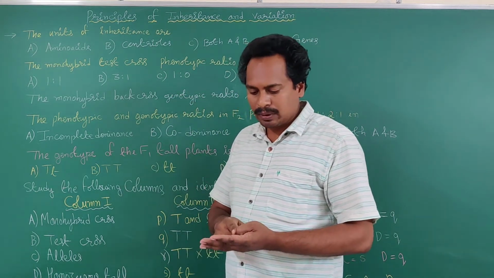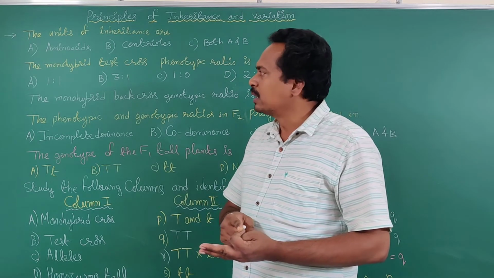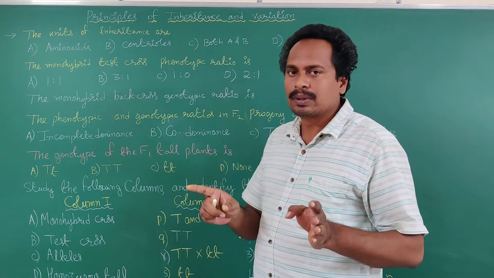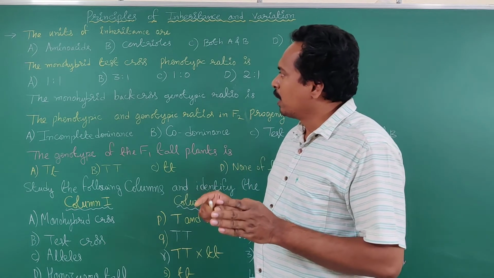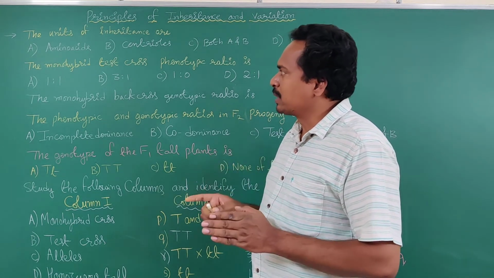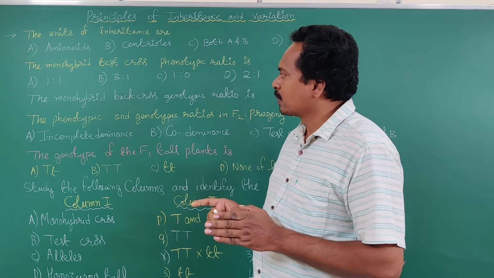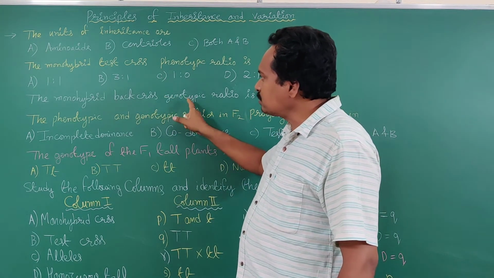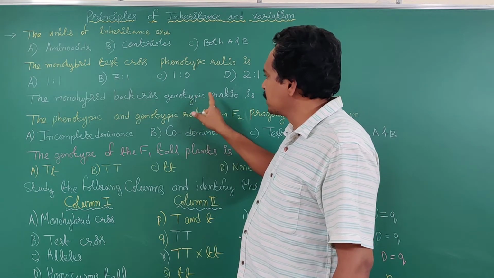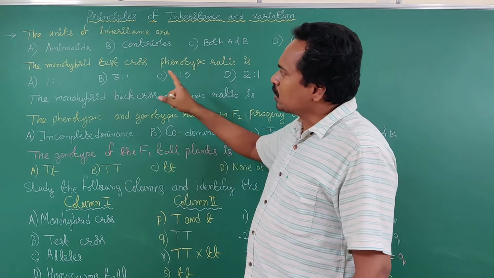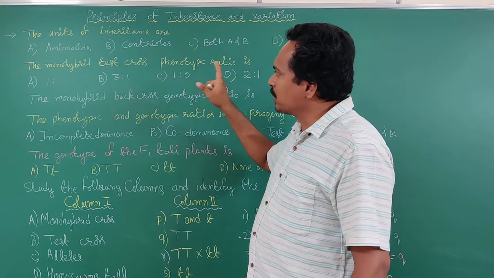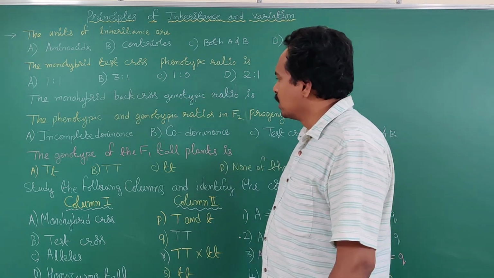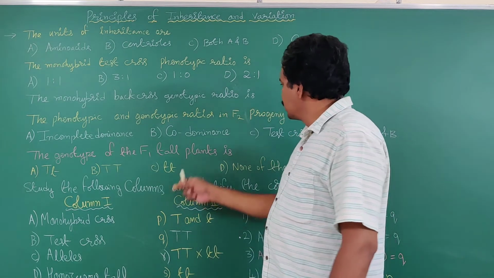Both phenotypic and genotypic ratios of the test cross are similar. So here the backcross genotypic ratio is 1:1. The monohybrid test cross phenotypic ratio is also 1:1. Okay, what is the next question?